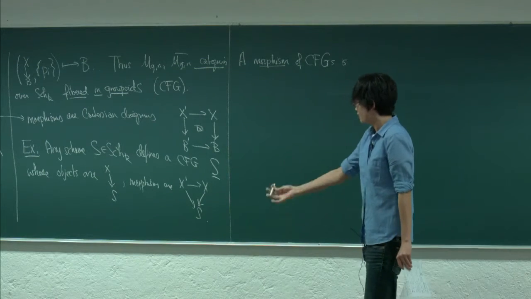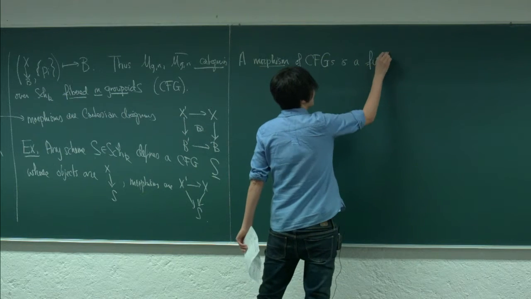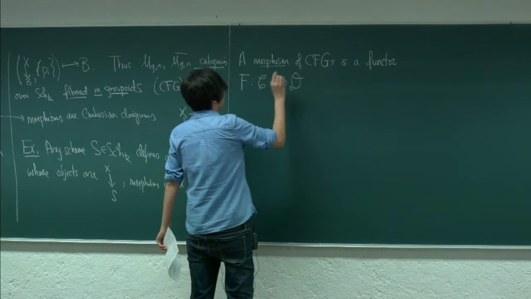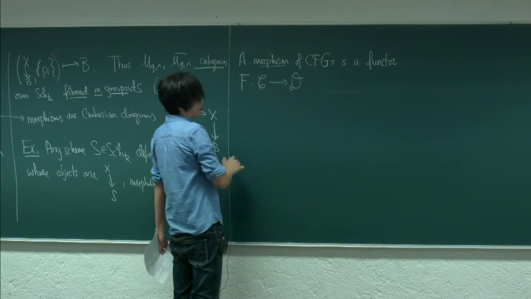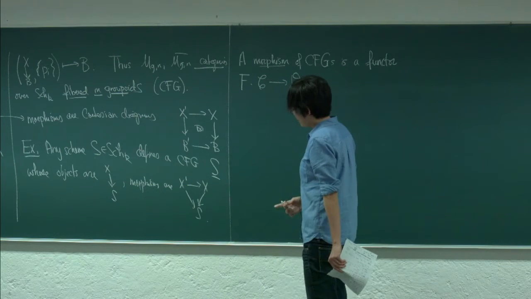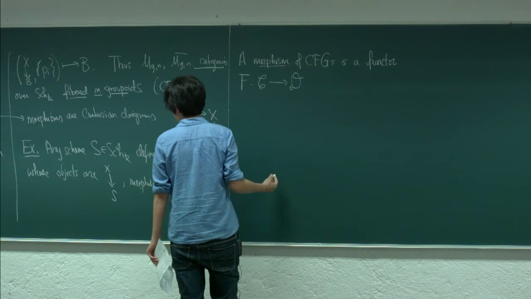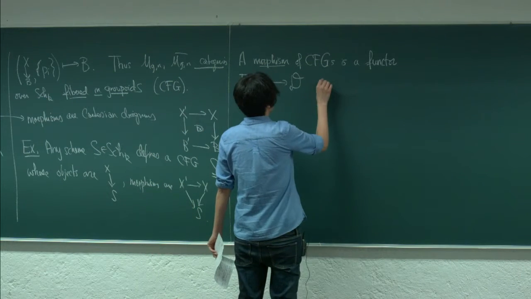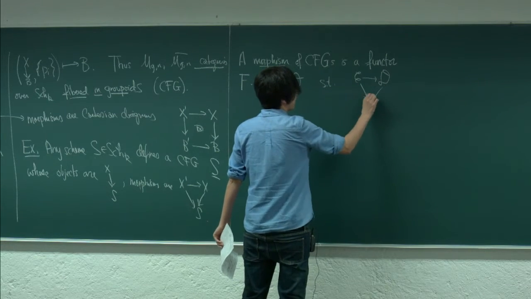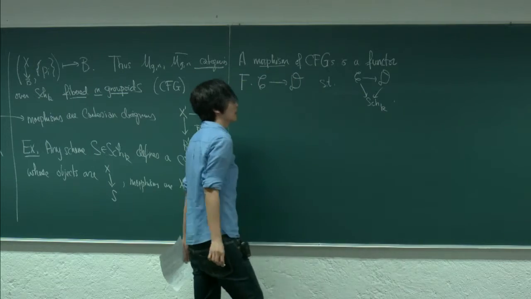It's just a natural transformation, so it's a functor. Say F from C to D, where these are categories fibered in groupoids, and it is a functor that respects the structure morphism down to the category of K schemes. So such that we have a commuting triangle of functors. So this is down to K schemes here.